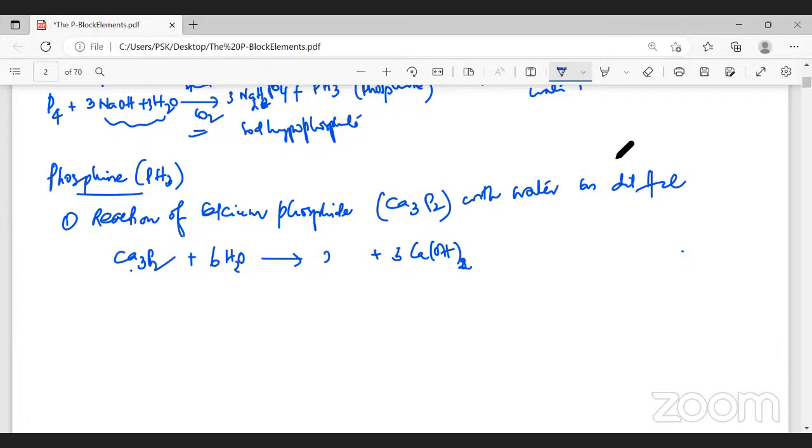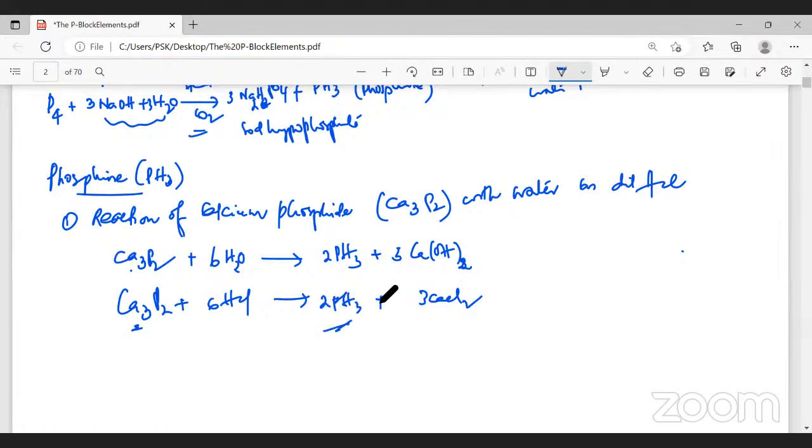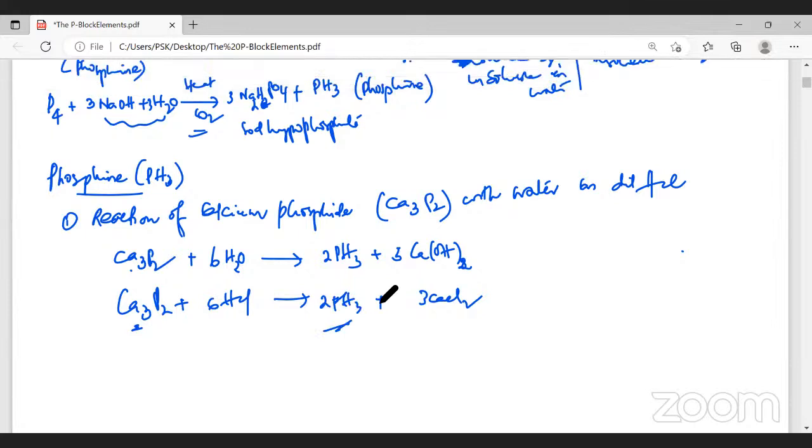The reaction is balanced. Similarly, when calcium phosphide reacts with dilute hydrochloric acid, 3 moles of calcium chloride will be formed, and we get 2 moles of phosphine. So phosphine is prepared by the reaction of calcium phosphide with water or dilute hydrochloric acid.